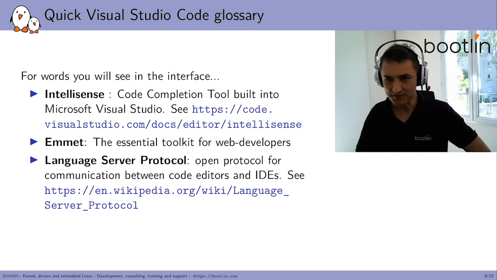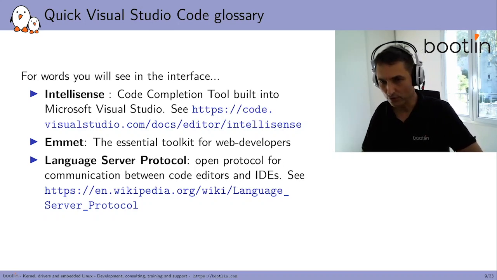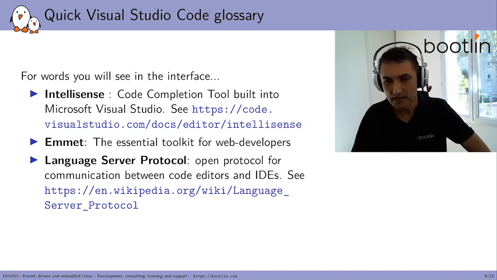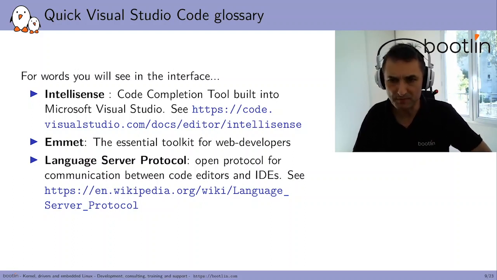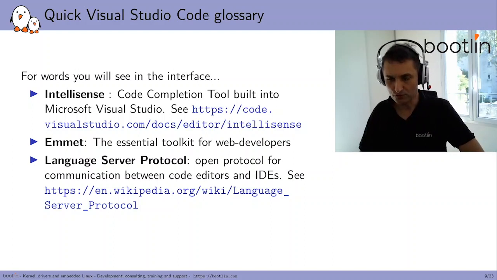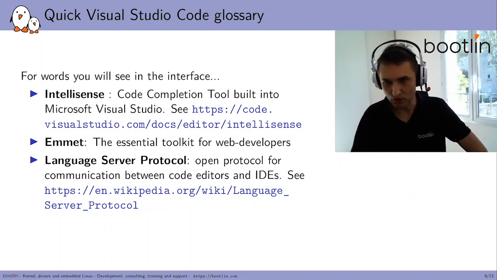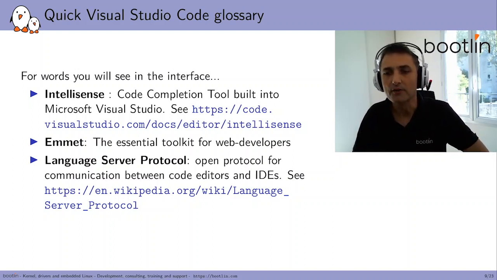Last but not least, here are some terms that you will find when you read documentation about VS Code or when you go through its menus to explore them. The first one is IntelliSense. It's a generic code completion tool that's built into Microsoft Visual Studio, and it appears in support for all types of languages. There's nice documentation about it in here.